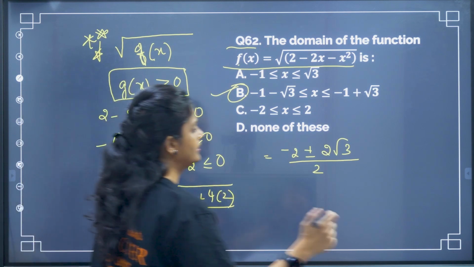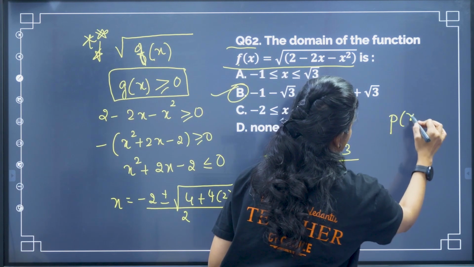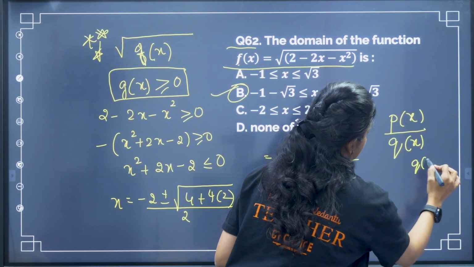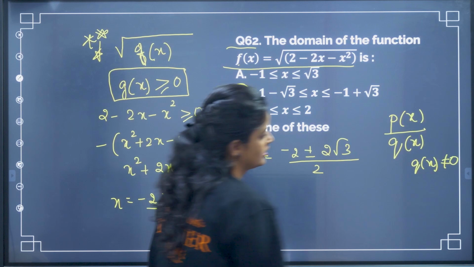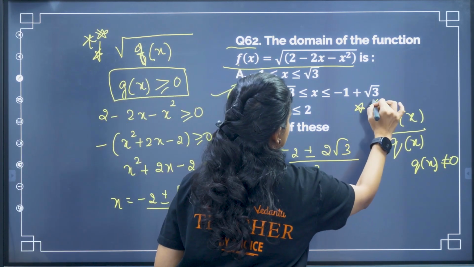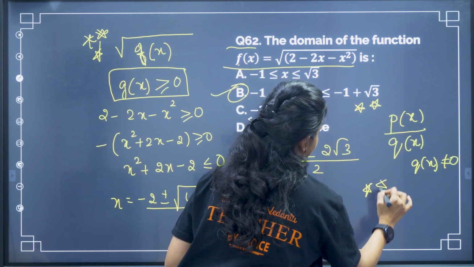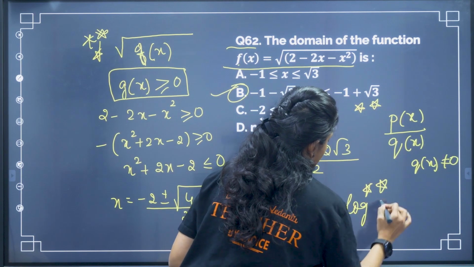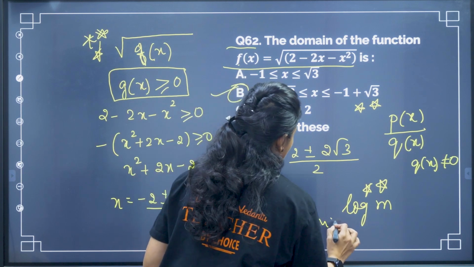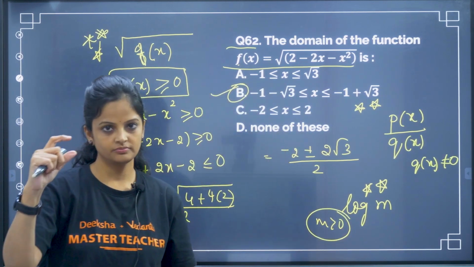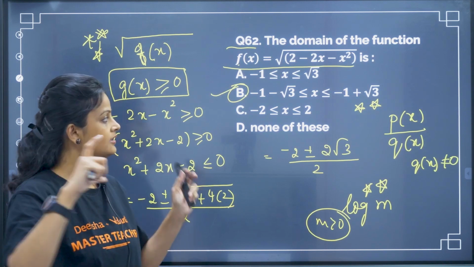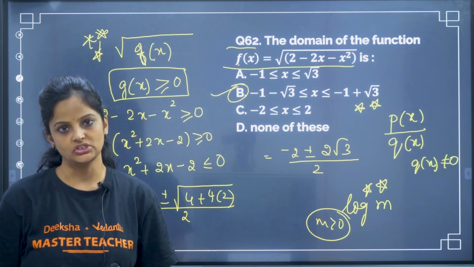Don't forget. And one more thing, when you have p(x) by q(x), then q(x) should not be equal to 0. Whenever a log is there, the quantity inside the log has to be greater than 0. I am telling you all these 3 points. You have to make a note of all this. If you have not written it somewhere, make a summary sheet and write down the conditions you are using in the function chapter.